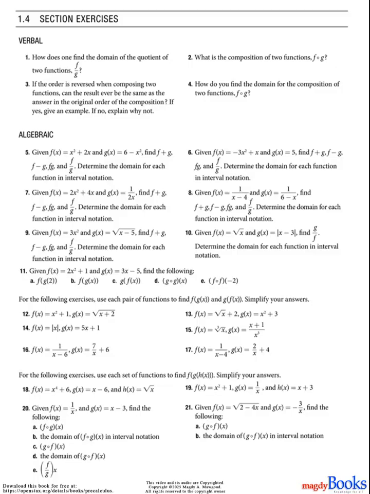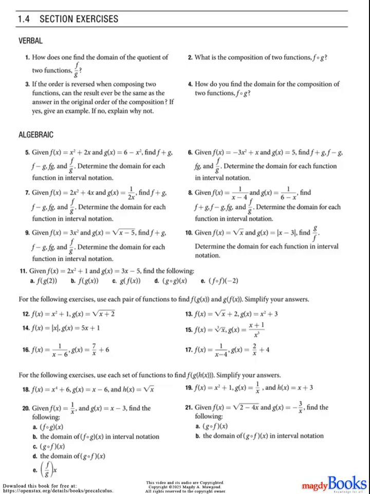B. Algebraic. 5. Given f of x equals x squared plus 2x and g of x equals 6 minus x squared. Find f plus g, f minus g, fg, and f over g. Determine the domain for each function in interval notation.